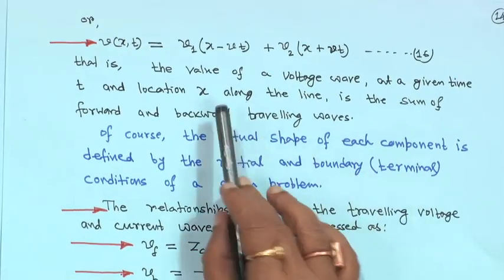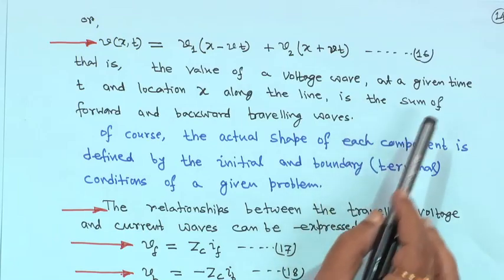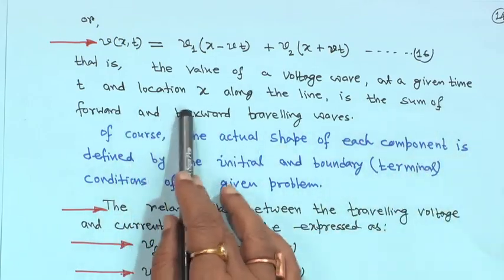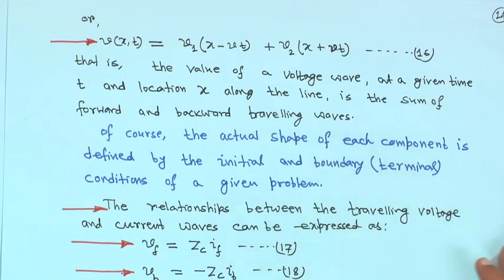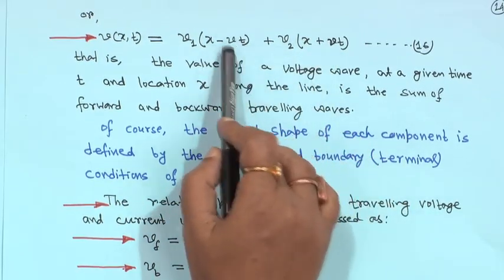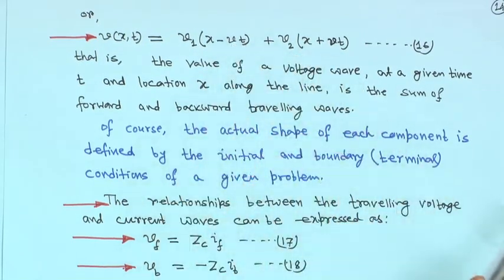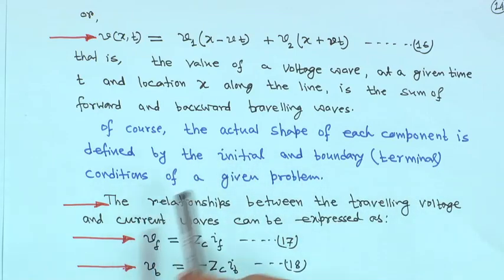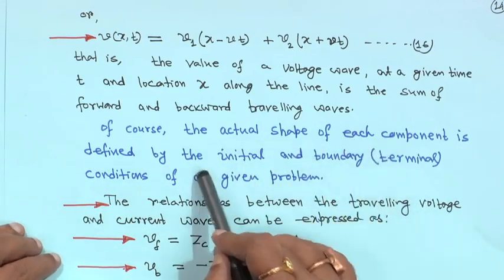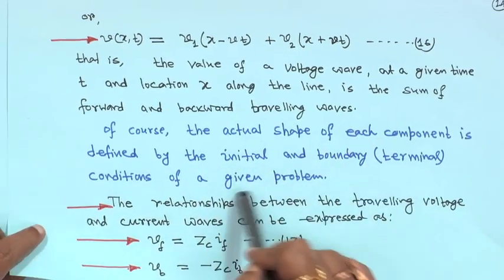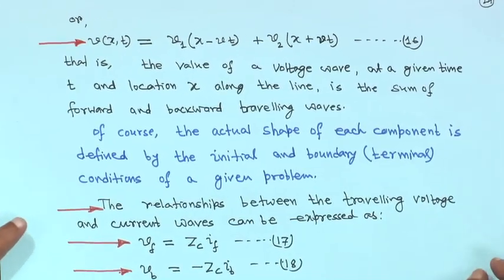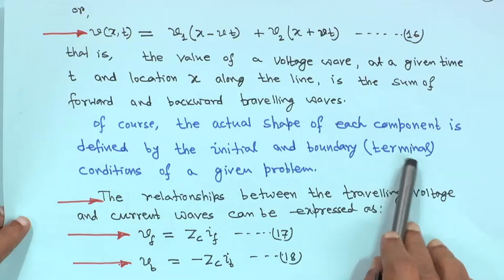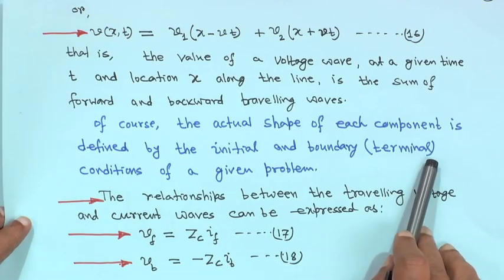Now, the value of a voltage wave at a given time t and location x along the line is the sum of the forward and backward travelling waves. If you know the expressions of these two, you can easily find it out. Of course, the actual shape of each component is defined by the initial and boundary conditions of a given problem. You have to know the initial and boundary conditions, that is, the terminal conditions, sending end and receiving end, right.